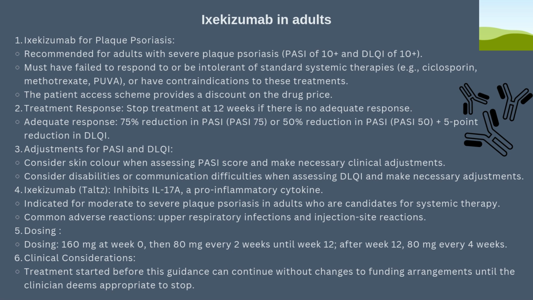Dosing: 160 mg at week 0, then 80 mg every 2 weeks until week 12, after week 12 80 mg every 4 weeks. Clinical considerations: treatment started before this guidance can continue without changes to funding arrangements until the clinician deems appropriate to stop.